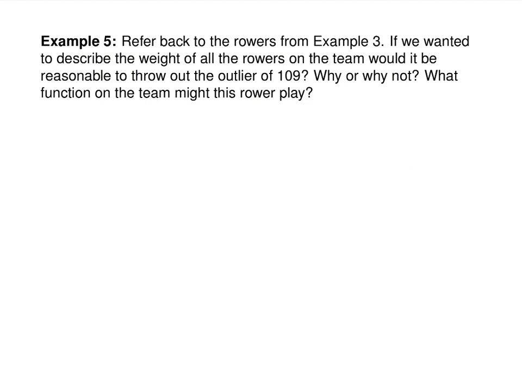So here we go. Refer back to the rowers example, I guess that was example 4. If you want to describe the weight of all the rowers on the team, would it be reasonable to throw out that outlier of 109? I think I would say yes, because he is probably not rowing and does a different job than the rest of the team. Which you would make a note of in the data that you present. Mm-hmm. Yeah, exactly. That would be really responsible reporting.